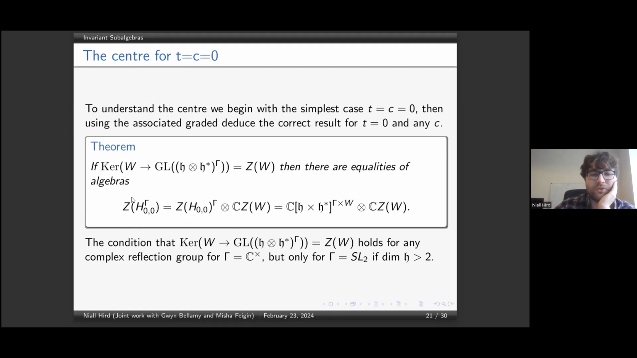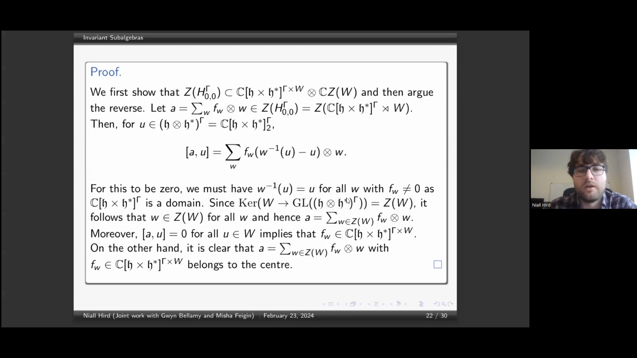So really, we just want to show that this left-hand bit of the equality sign is equal to either of these. And so we're going to show that it's the same as the far right one. We're going to show inclusion of the center of the invariant subalgebra first. So we take some element inside the center of the invariant subalgebra, and then we just calculate some commutators. So it's in the center, so it should commute with everything, so the commutator should always be 0.